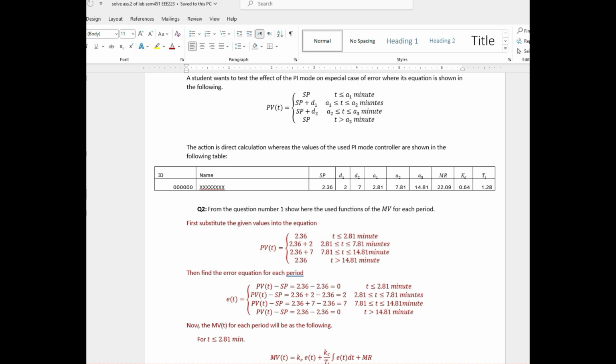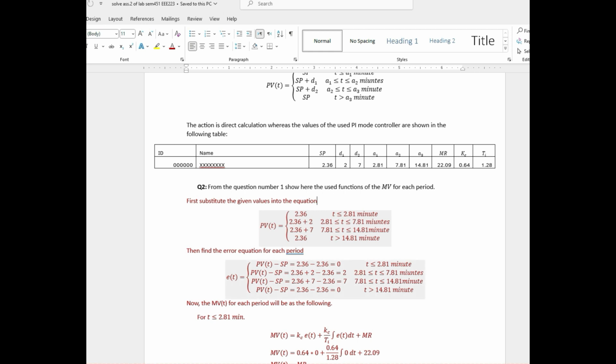Then after that find the error. What's the error? PV minus set point. Why am I choosing this action direction? Because he told me here the action is direct calculation. He told me to make a direct calculation for error. That's why I'm choosing PV minus set point, not set point minus PV.